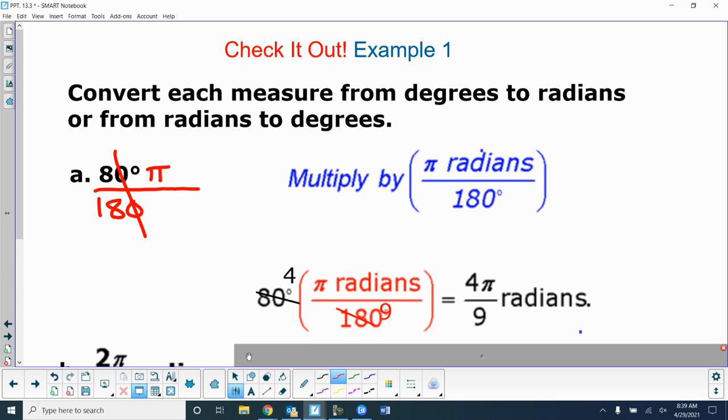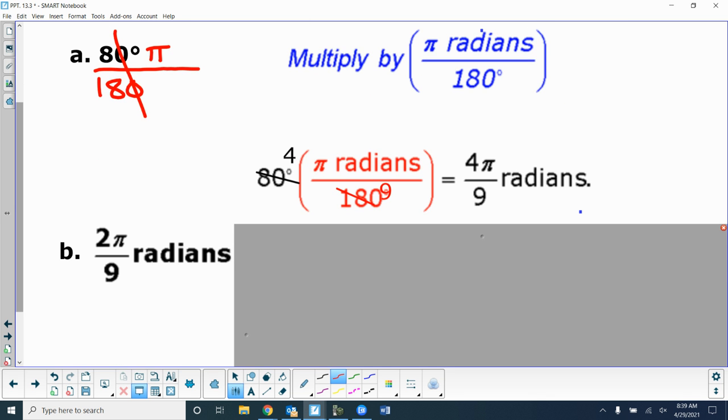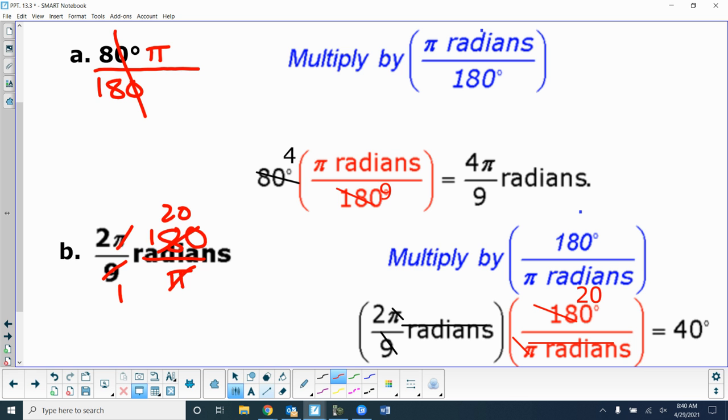Okay? Here we're doing 180 over pi, so the pi's go away. How many times does 9 go into 18? 2, so 9 into 180, 20. What's 2 times 20? 40. Making sense?